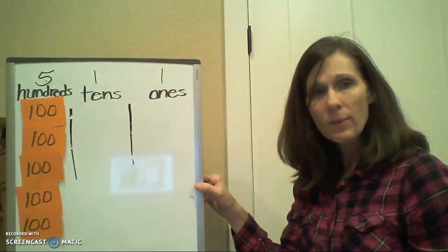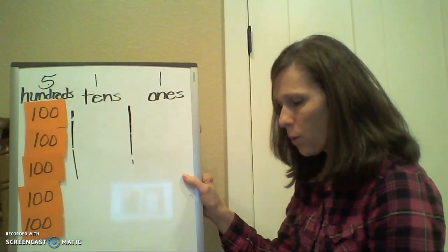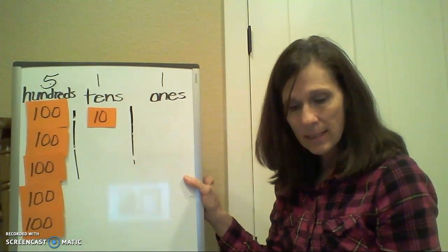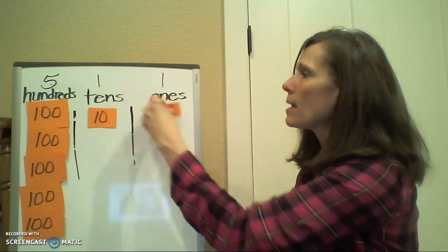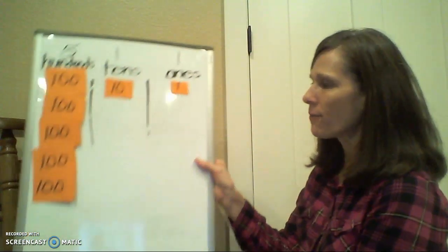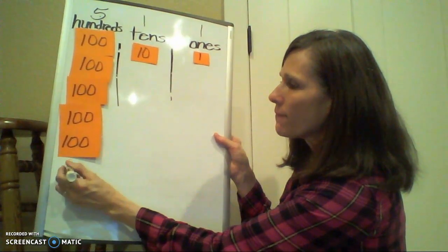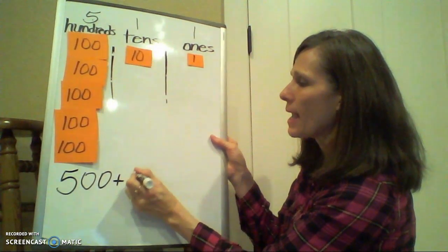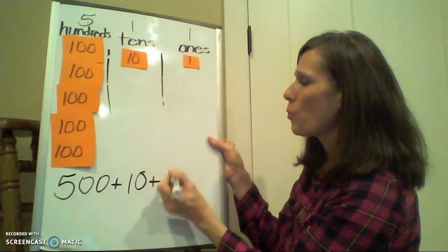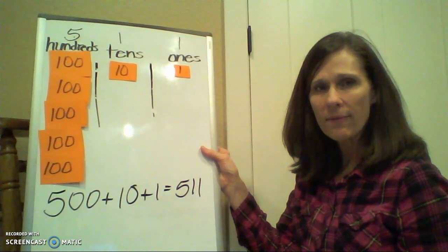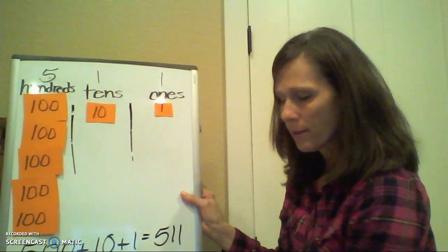What does the 1 mean when it sits in the tens? It means 1 group of 10. And what does the 1 mean when it sits in the ones place? It means the number 1. Okay, so if I was going to write this in expanded form, I would write 500 plus 10 plus 1 equals 511. Okay? All right, here we go.